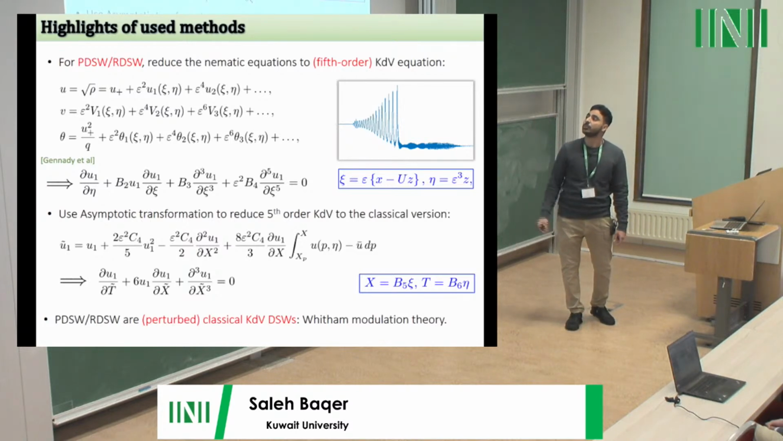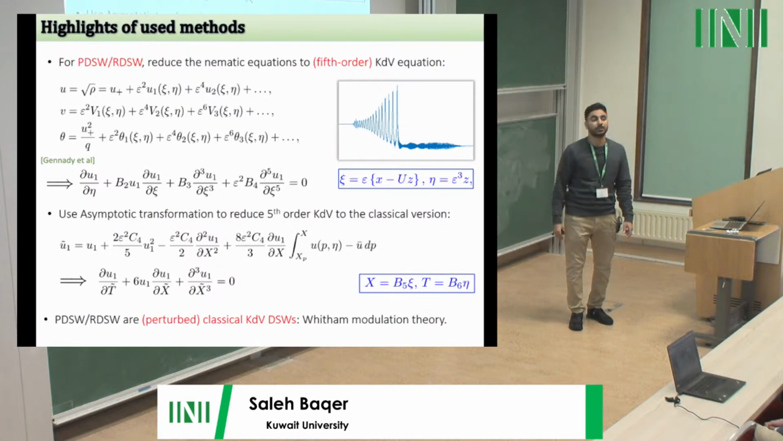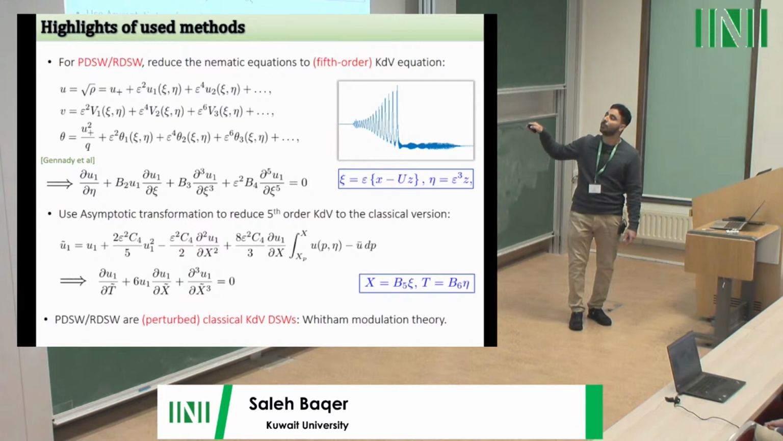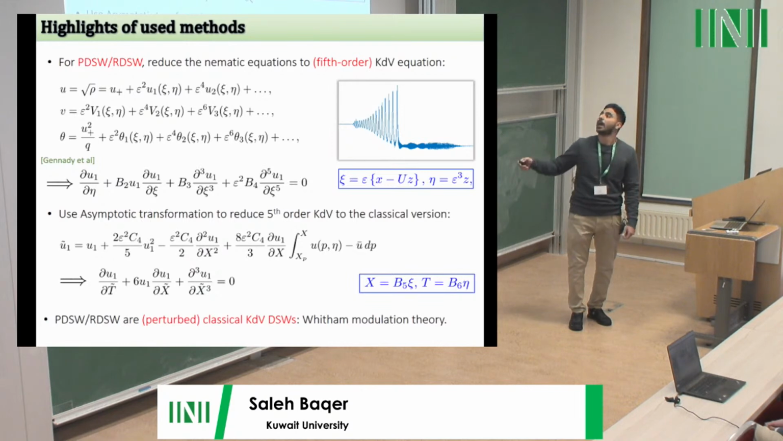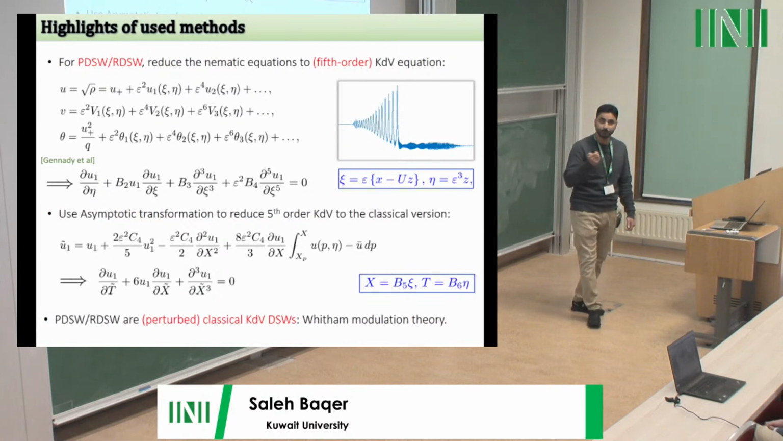The next thing that you do is apply Whitham modulation theory, but you cannot do that exactly because this is a non-integrable equation. It lacks exact periodic wave solution. So what you can do is map the fifth order KdV equation to the classical KdV equation for which you know the dispersive shockwave solution from Gurevich and Pitaevskii's work. And then what you say is that the nematic perturbed dispersive shockwave and radiating dispersive shockwave are nothing more than a perturbed classical KdV dispersive shockwave solution.